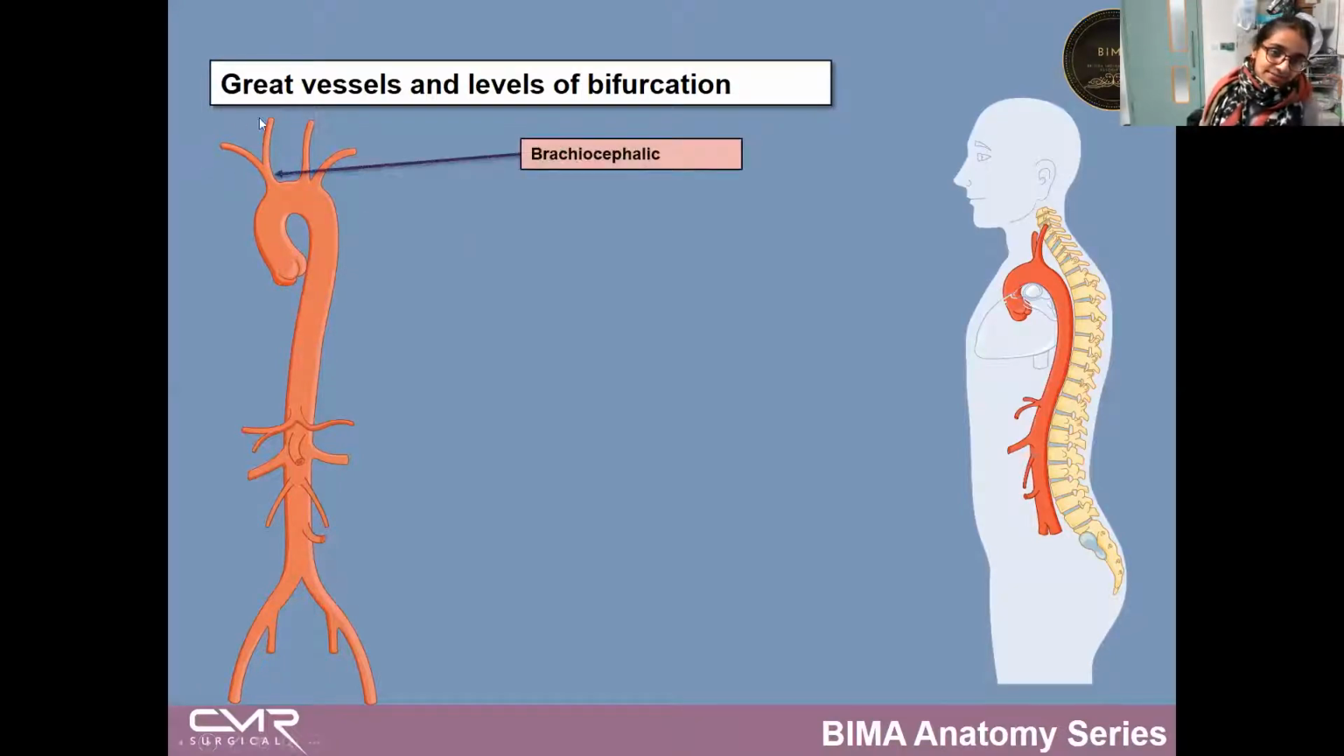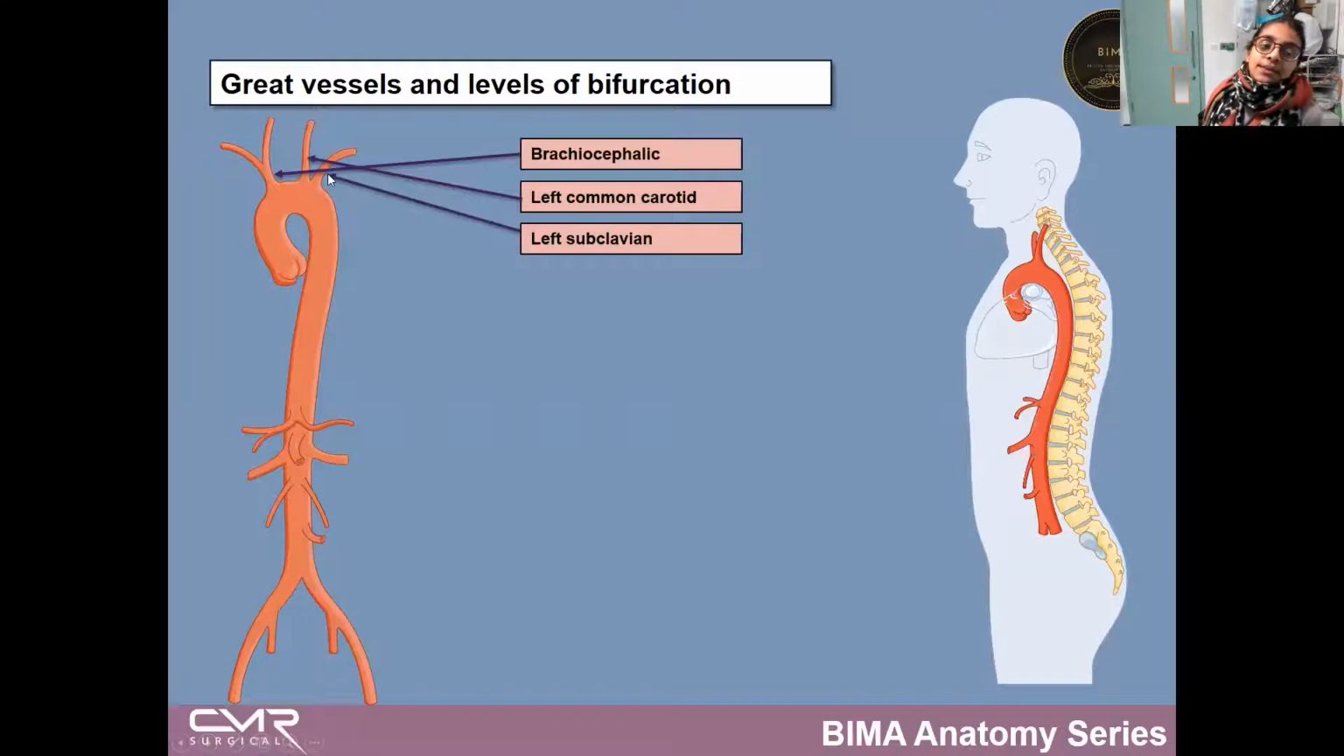But first, easily, we have the branches of the arch, which are the brachiocephalic, which then splits into your right common carotid and your right subclavian. We've got your left common carotid and your left subclavian. So your left common carotid and your left subclavian come straight off the aorta, whereas on the right side, they come off the brachiocephalic artery.